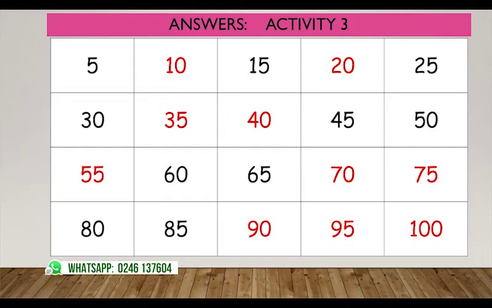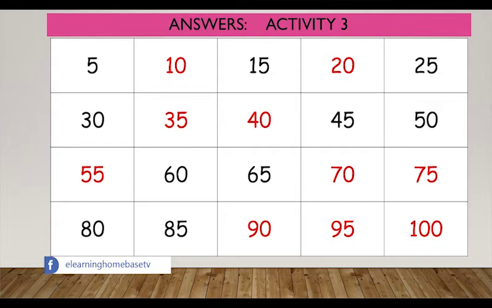If you got it right, give me thumbs up at home. But I would like us to go through it again. 5, 10, 15, 20, 25, 30, 35, 40, 45, 50, 55, 60, 65, 70, 75, 80, 85, 90, 95, 100.